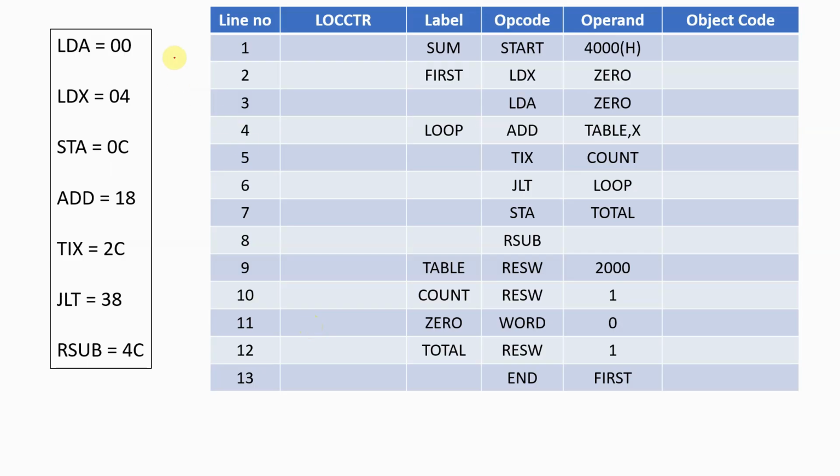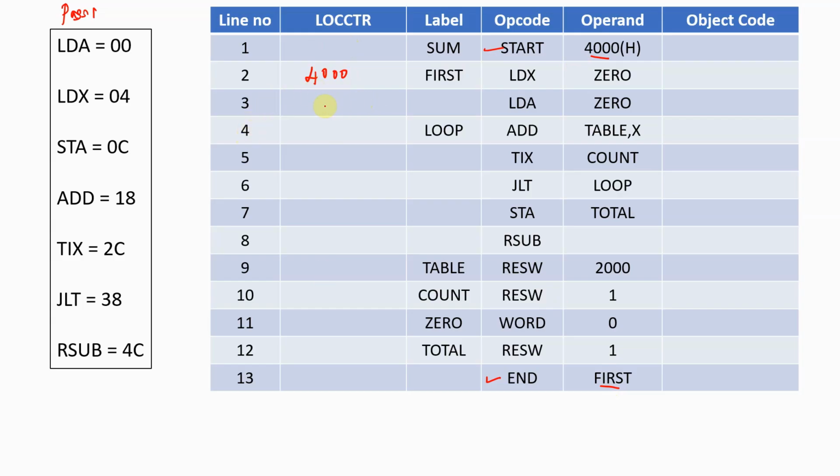During pass 1, we are trying to create the location counter, that is the address for each instruction and label. So we have the start and the end. The starting address is 4000 in hexadecimal format, and the end directive represents the first line to be executed, the label to be executed. So the first instruction to be executed is first. We have to fill the location counter during pass 1.